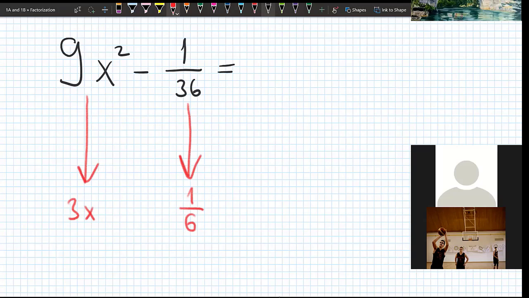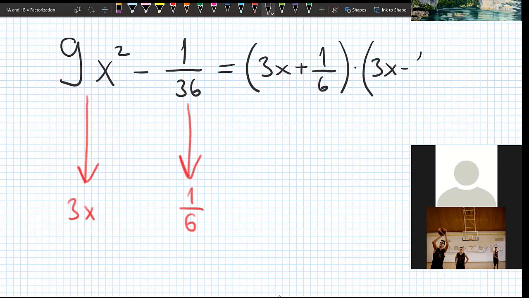Okay, then what will be the factorized form of the given expression? Open parenthesis, so 3x plus 1 over 6, close parenthesis, times open parenthesis 3x minus 1 over 6. Yes, excellent. So it will be this one.